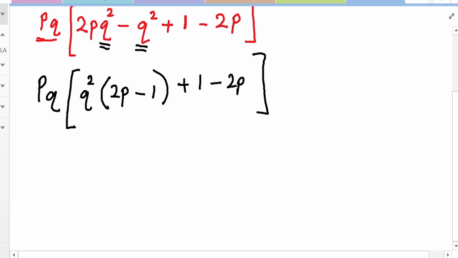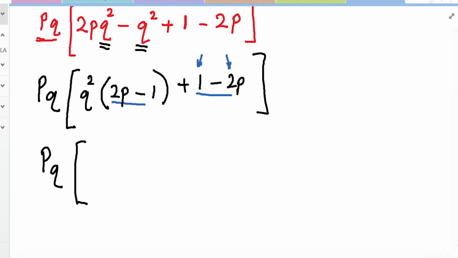Again, we are still dealing with the items in the big brackets. So we shall come here and say pq into brackets. Do you notice that this is 2p minus 1 and this is 1 minus 2p? It's more like one is the reverse of the other. So how can we make those two look the same? We can make this positive 1 into negative 1, and this becomes positive.